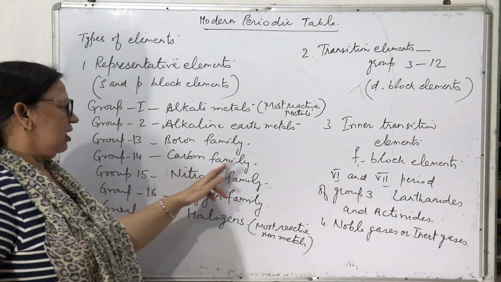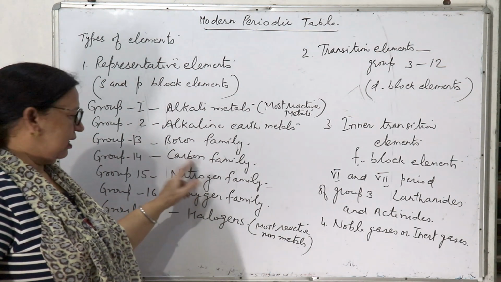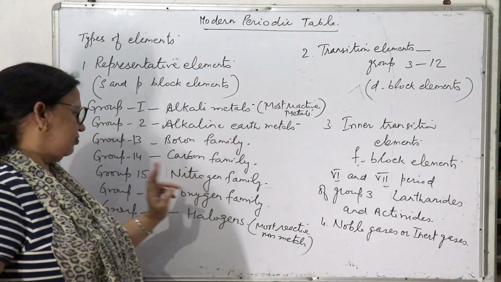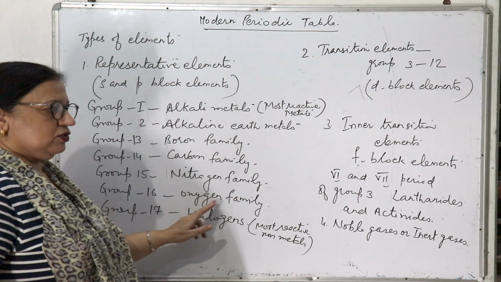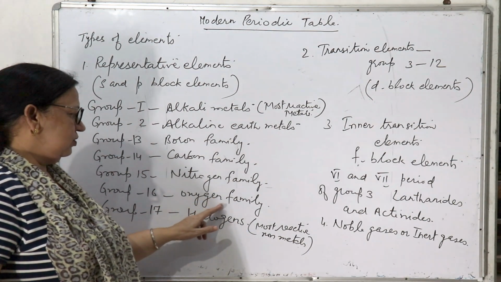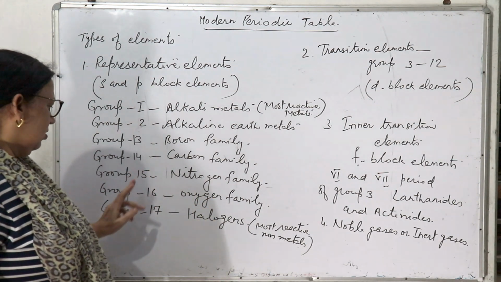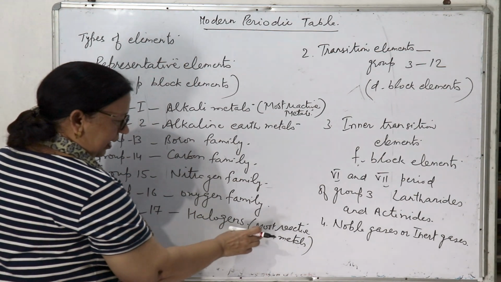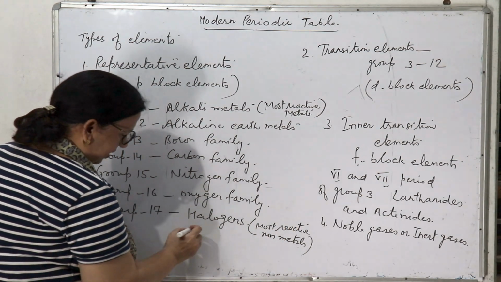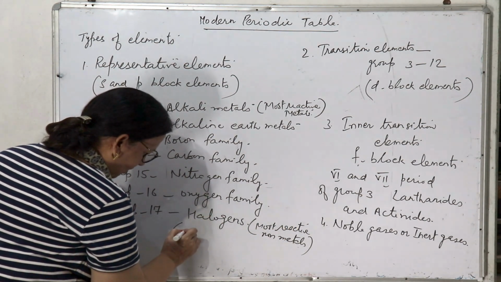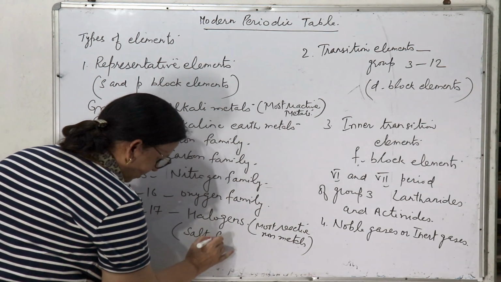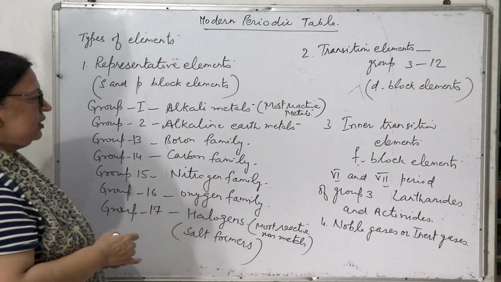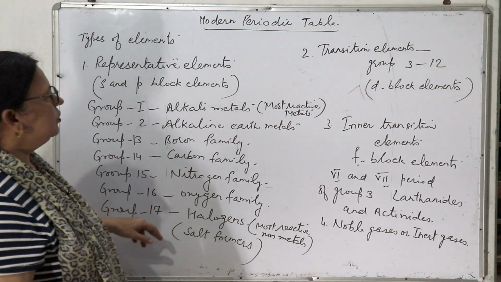Group 14 is the carbon family, and the first element is carbon. Group 15 is the nitrogen family, and the first element is nitrogen here. Group 16 is the oxygen family, and here also the first element is oxygen. And group 17 are the halogens, and they are the most reactive non-metals. Why are they called halogens? Because they are salt formers. They are salt formers, that is why they are called halogens.